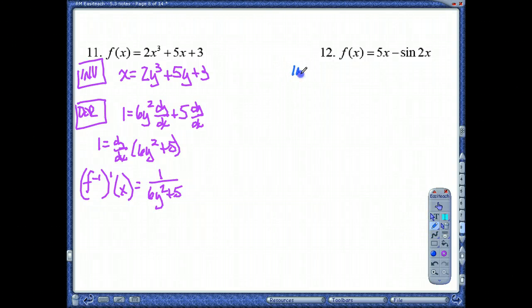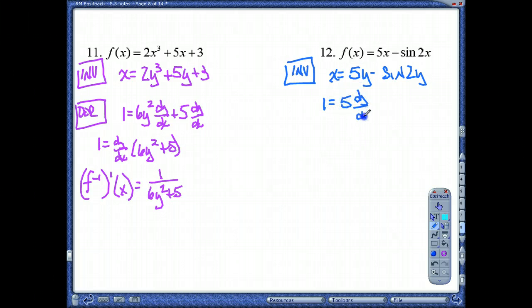All right, so find that inverse. It's going to be a game show one day. It's going to catch on. 5y minus sine of 2y. I need to find that derivative. I can't solve it for y, so the derivative of x is 1 equals the derivative of 5y is 5 dy over dx minus the derivative of sine, which is cosine of 2y, times the derivative of 2y, which is 2 dy over dx. I'm going to factor out that dy over dx.